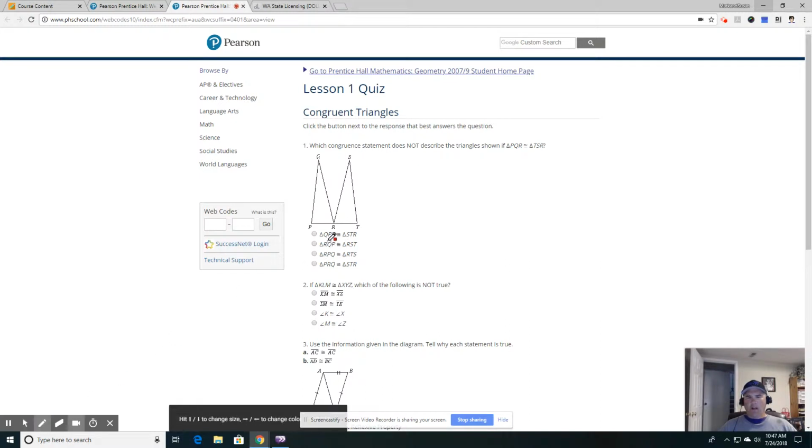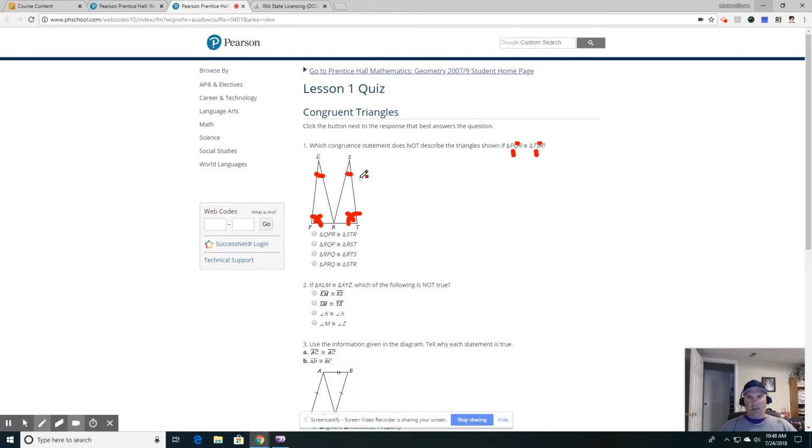So what's important is that the order matters. So in this case, P is the first letter and T is the first letter of each triangle. So that means that P and T are congruent. So these two angles are going to be equal because of the order. So that means Q equals S. So Q and S are congruent.